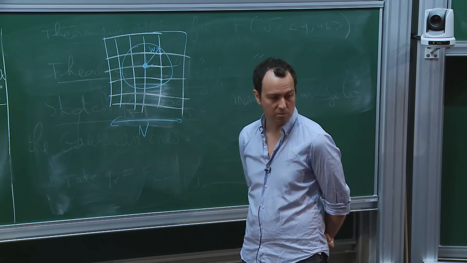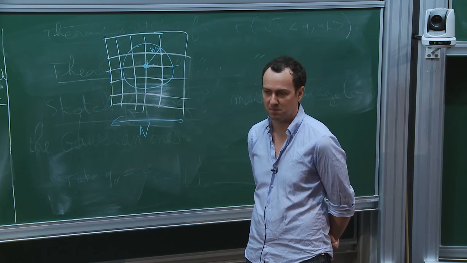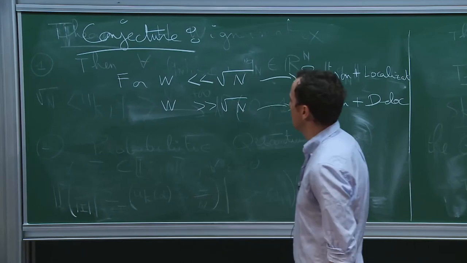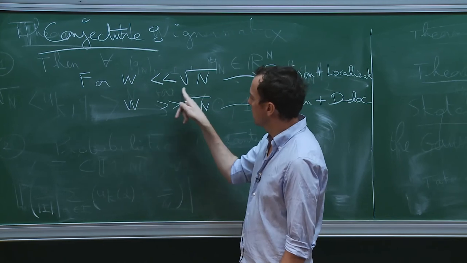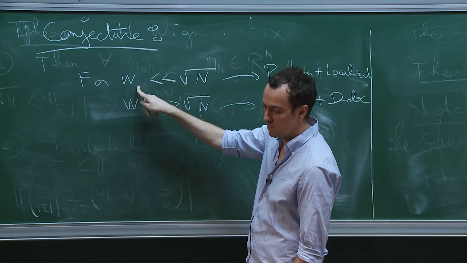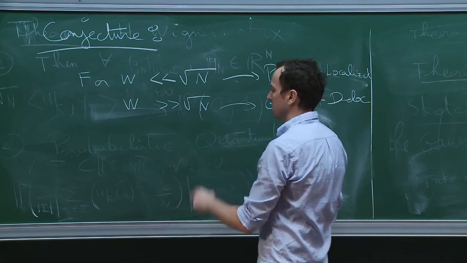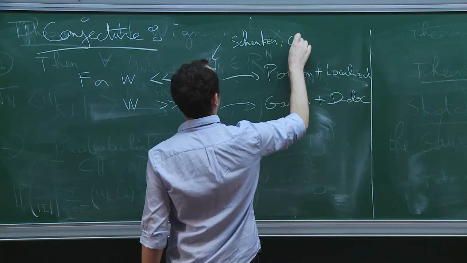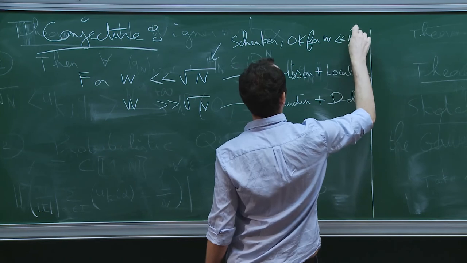So of course, this model was introduced as supposedly an easier model for the Anderson transition. So what is known about this? On the Poisson and localization side, there is a work of Schenker, who proves that for W up to n to the 1/8, you have indeed localization.